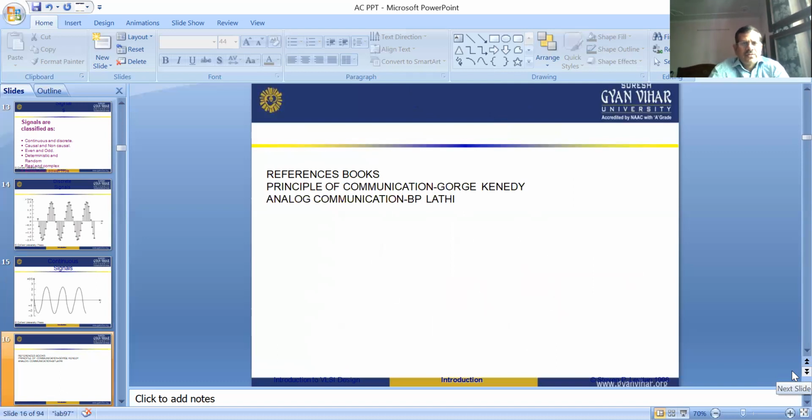Now, for some books to refer to for this topic: the first one is Principles of Communication, author George Kennedy, and the second one is Analog Communication, author B.P. Lathi. These two books cover all the introduction of this communication system, so you can refer to them as reference books.